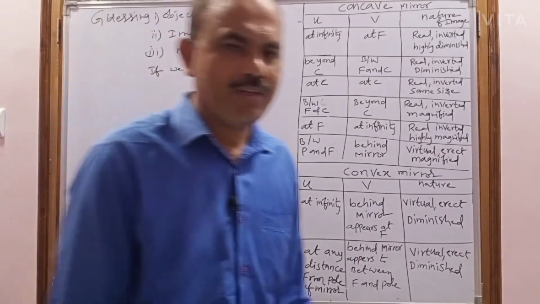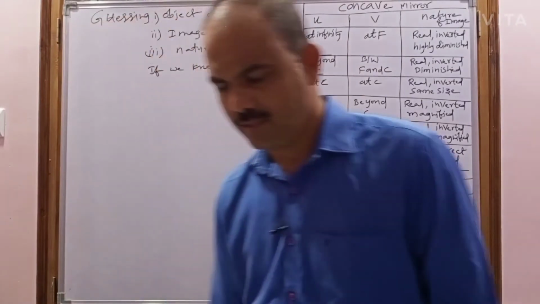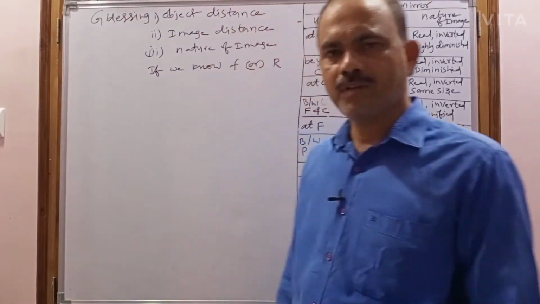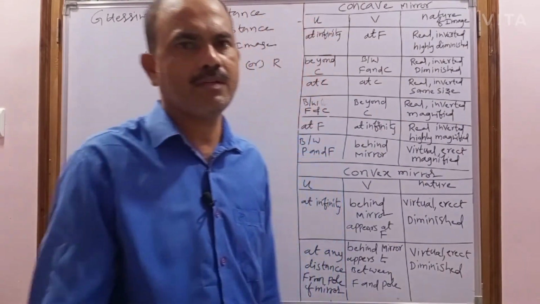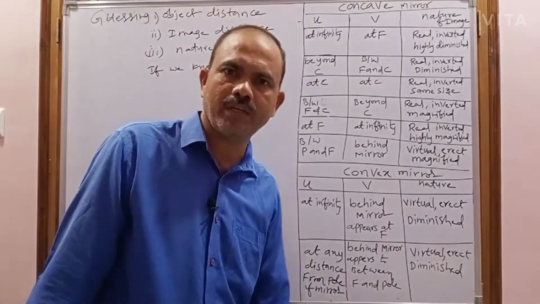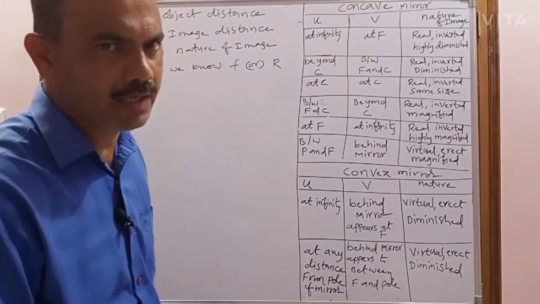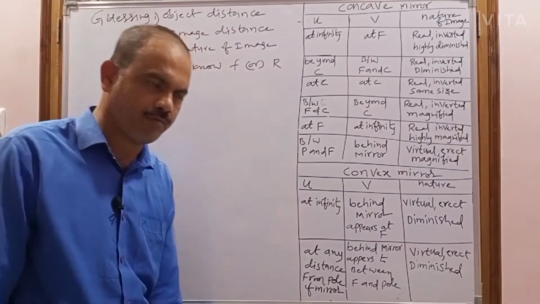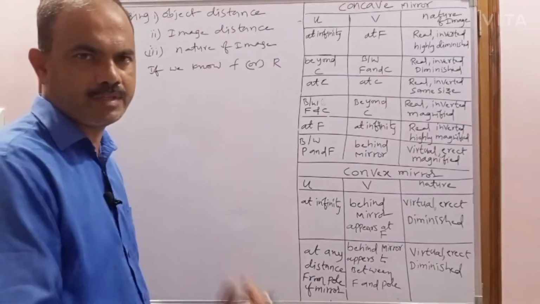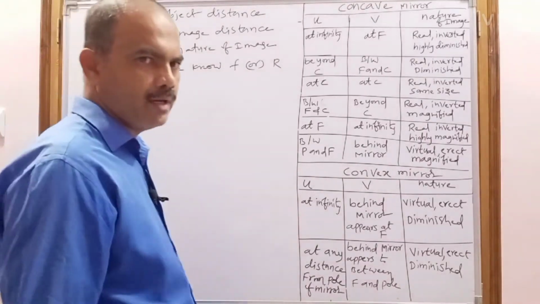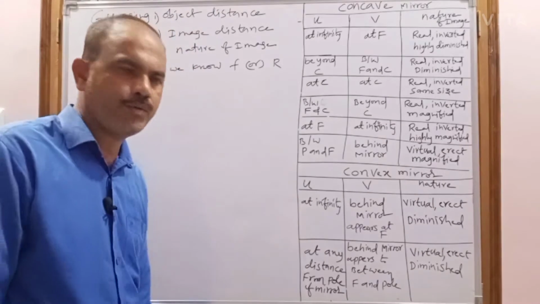Hello children and viewers. In the previous class, we learned the different types of images formed by the concave mirror and convex mirror, as well as the rules to draw the ray diagrams for the concave mirror and convex mirror, the relation between focal length and radius of curvature, the mirror formula, the differences between the concave mirror and convex mirror, and the uses.